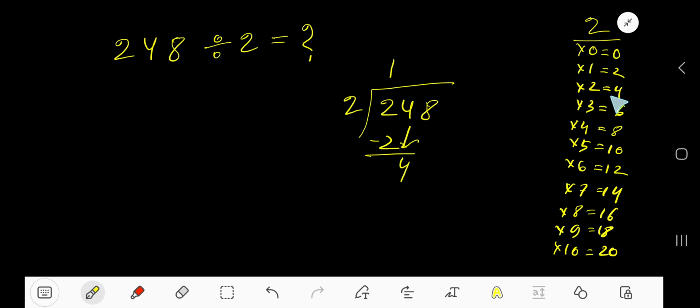2 goes into 4 how many times? 2 goes into 4 2 times. Write 2. 2 times 2 is 4. Subtract, 0. Bring down this digit.